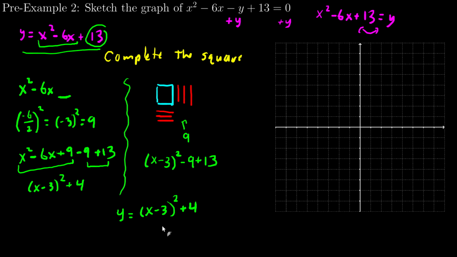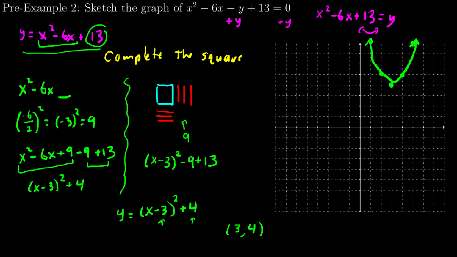Knowing that this is vertex form, there's h, there's k. My vertex is at positive 3, 4. And I plot that point, 3, 4. And I can use my knowledge about a quadratic to know if I go over 1 in either direction, I go up 1, because there's a positive 1 coefficient right here. If I go over 2 in either direction, I go up 2 squared, which is 4. And there's my parabola. So this is all stuff that's been done before.